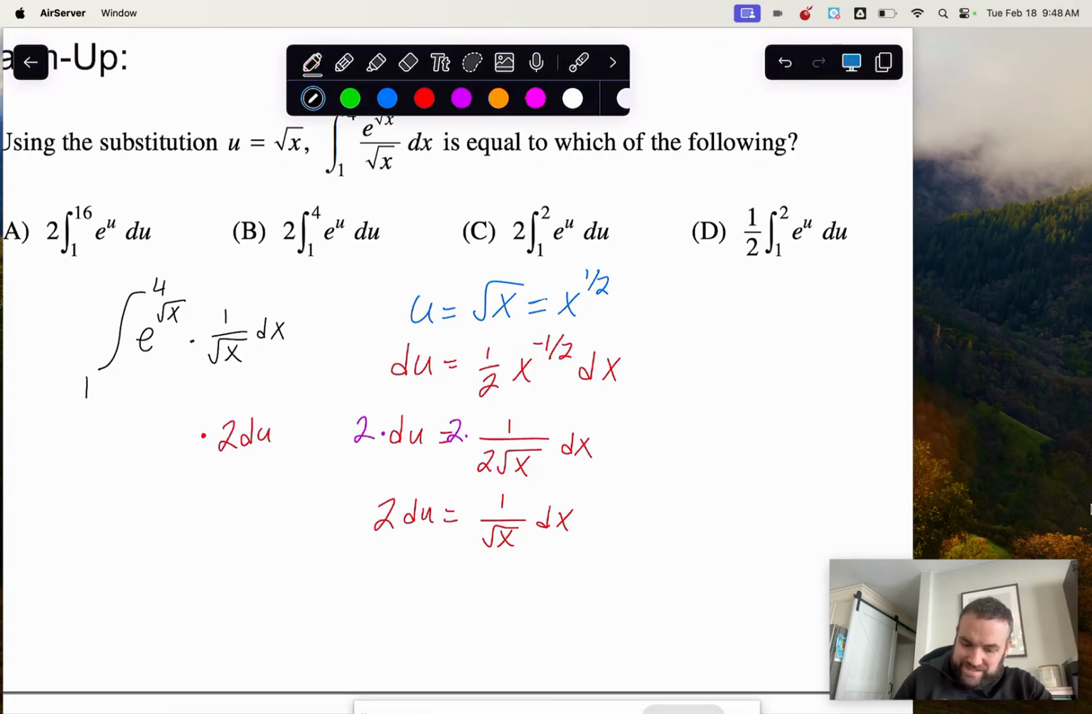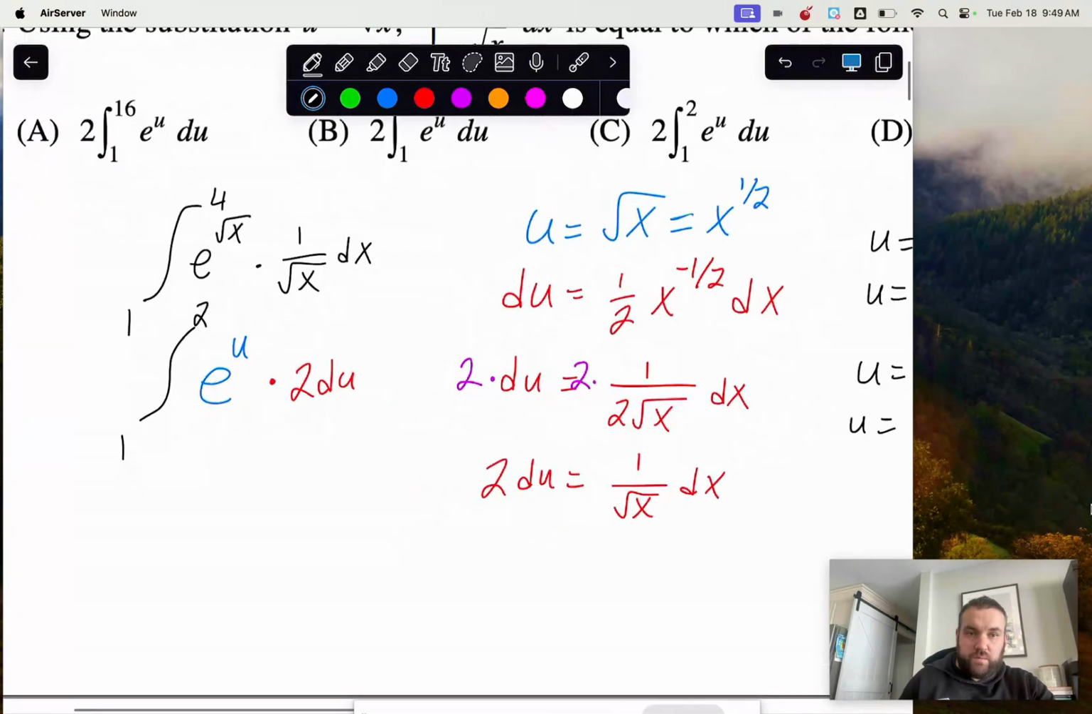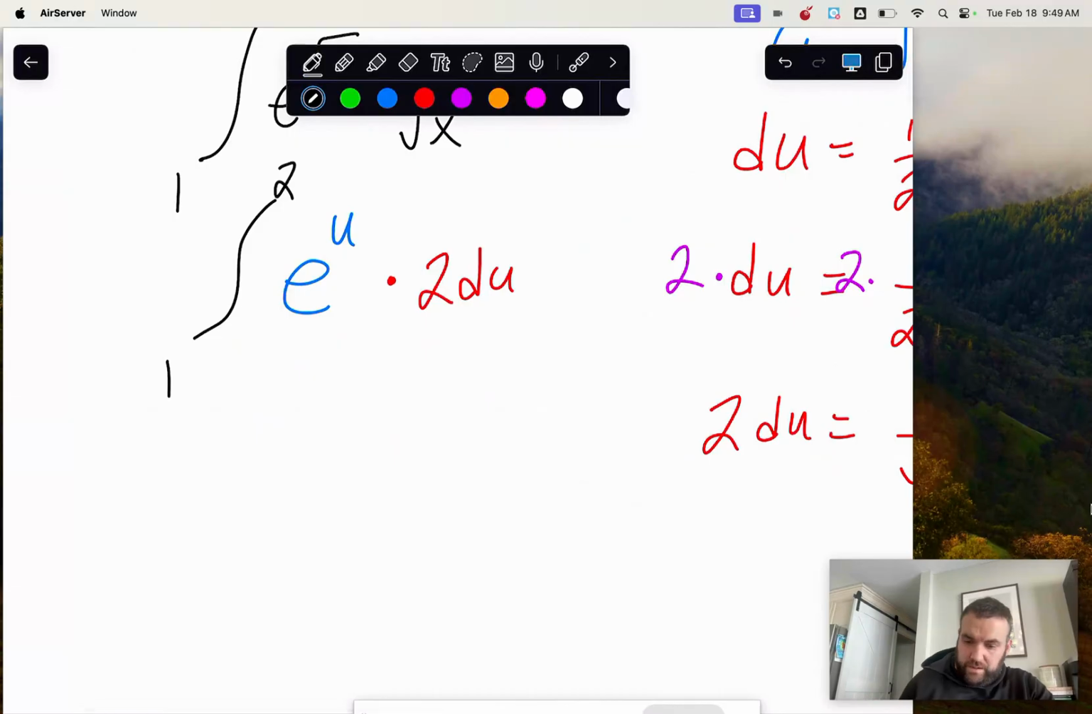And then e to the root x would become e to the u. And again, now you have a decision to make. Do you want to keep the bounds in terms of x from 1 to 4? Or we could switch the bounds into values in terms of u. So if I say u is equal to root 4, then my new upper bound would be 2. And if I say u is equal to root 1, then my new lower bound would still be 1. So I'm going to switch this from 1 to 4, to going from 1 to 2. And now all I'm going to do is work on integrating and finding the value of that integral.